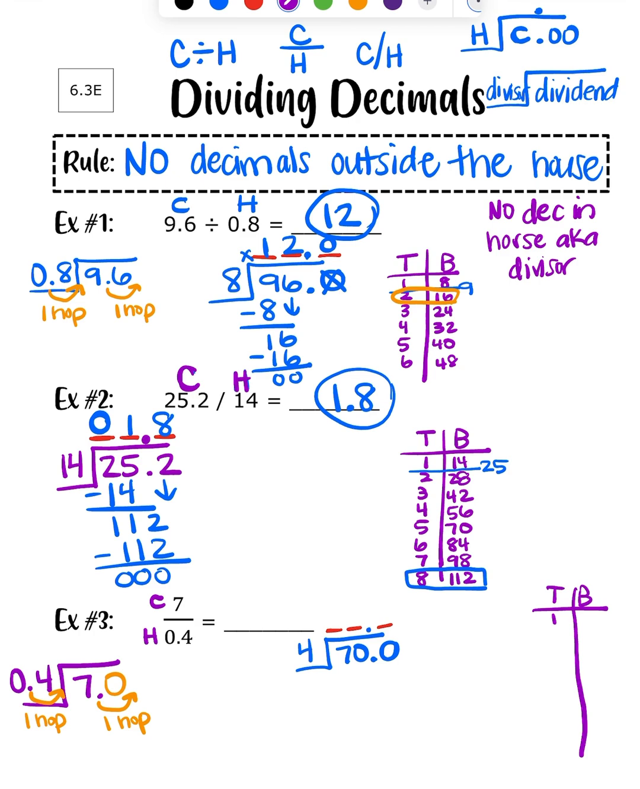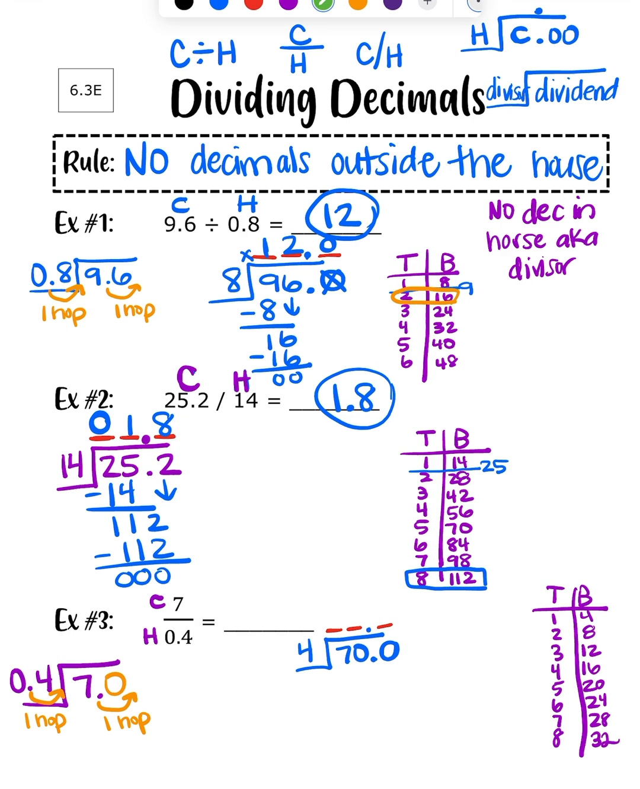So again, on the top, I'm going to count by 1s: 1, 2, 3, 4, 5, 6, 7, 8. And on the bottom, we're going to count by 4s: 4, 8, 12, 16, 20, 24, 28, and 32. And now I'm ready to divide. So I ask myself, how many times can 4 go into 7? Or how can 4 people sit in 7 chairs?